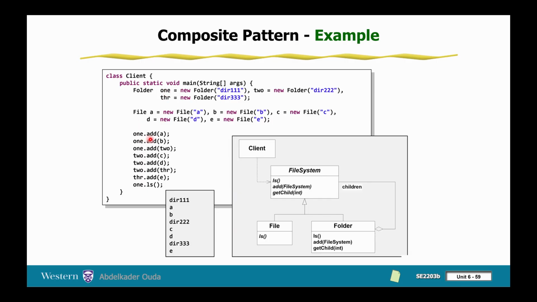by calling the method add. That means we register the file A inside the collection, which is the folder named 1. We add also file B inside 1. We add folder 2 inside folder 1. And then we add file C inside folder 2, and then file D inside folder 2, and the third folder inside the folder 2, and the folder 2 inside the folder 1.